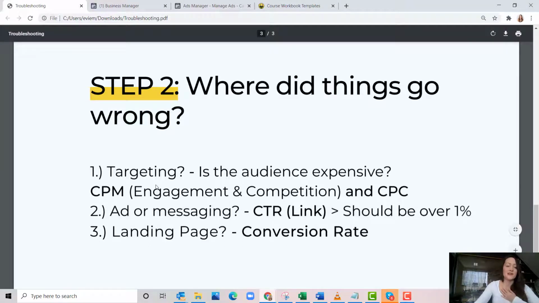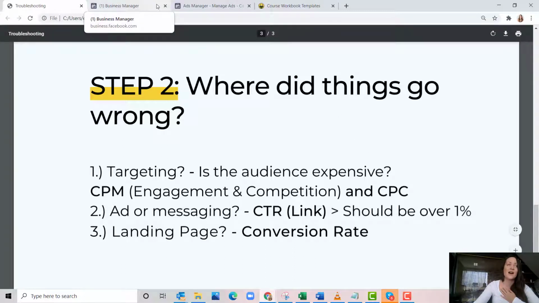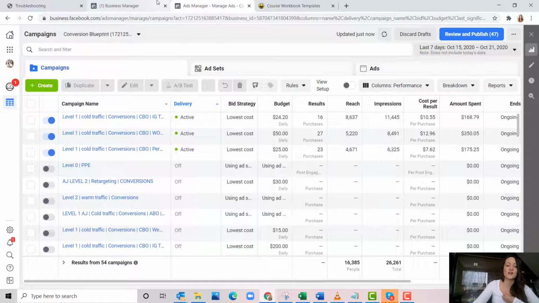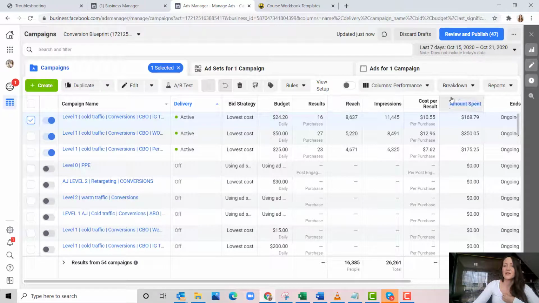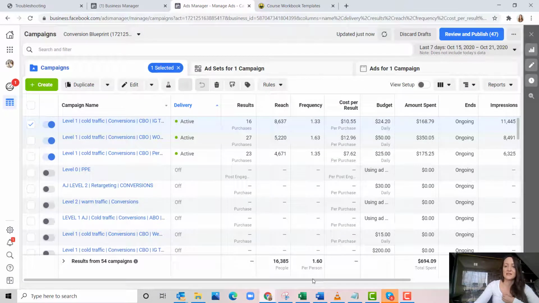So I want to always look at the targeting first. And for that, I need to look at the CPM and the CPC, so the cost per mil, how much Facebook charges me to show my ad to 1,000 people, and my cost per click, so how much does Facebook charge me per click. And here I just want to look at link clicks. So now I want to pull up performance and clicks.